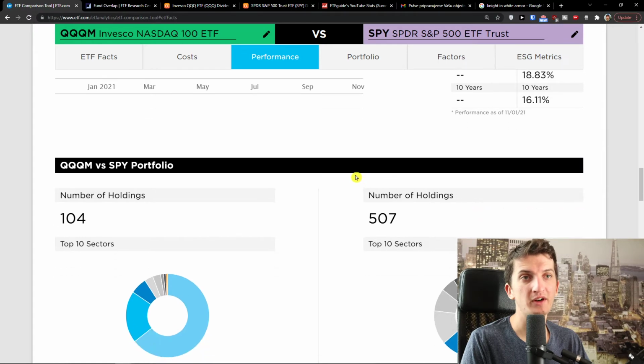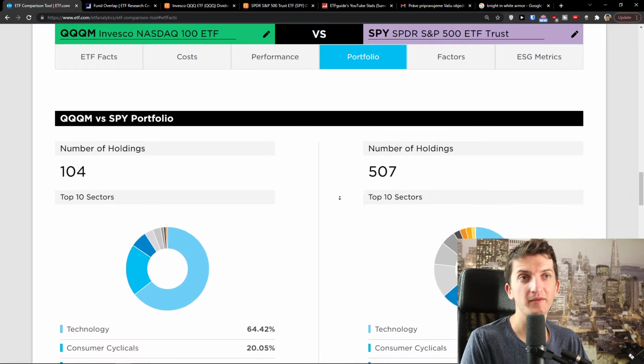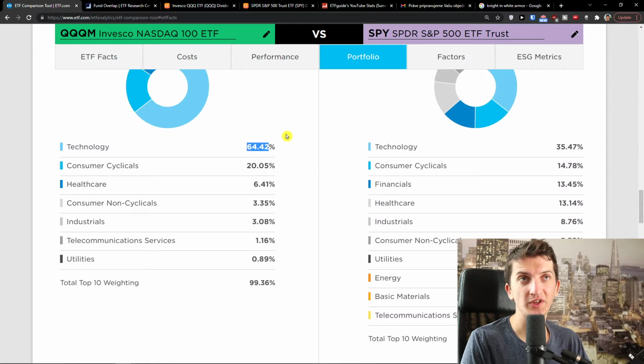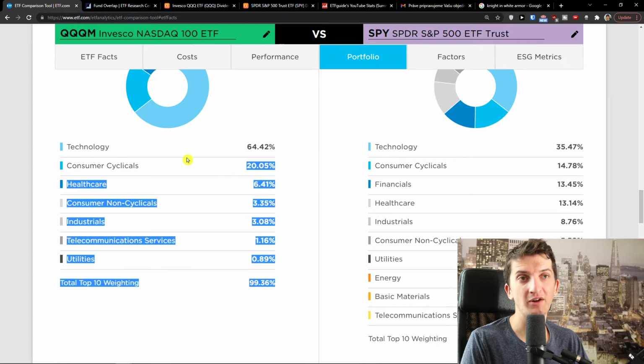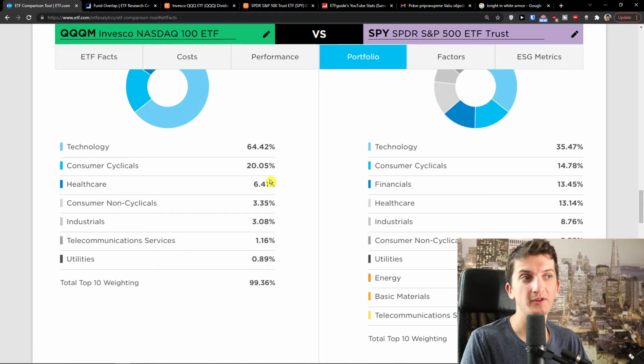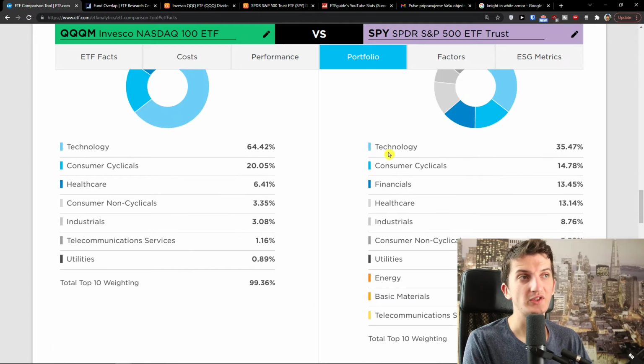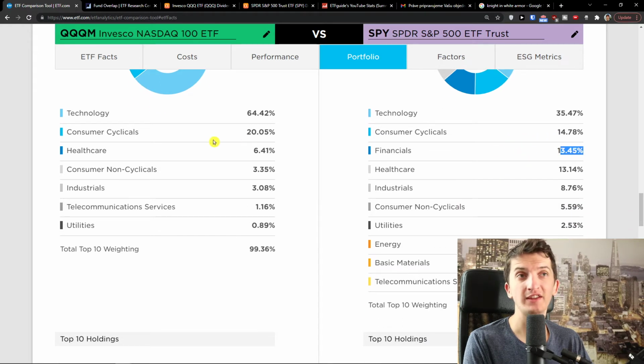Now, when we go even further, we're going to see the QQQM and SPY portfolios. Number of holdings, and this is where the fun begins. So you see technology 64% for QQQM, consumer 20%, healthcare 6%, and only these make up about 90% of the whole portfolio. You won't find finance here. On the other hand, with SPY, you see various industries. Technology 35%, consumer 15%, that's about 50%. Financials 13.45%, something we don't have at all in QQQM. Healthcare 13%, industrials 8.76%, consumer non-cyclicals 5.59%.